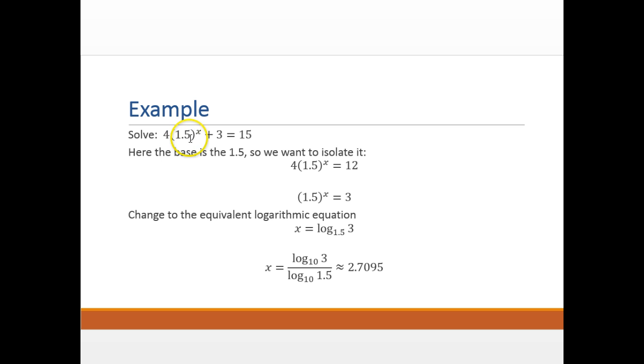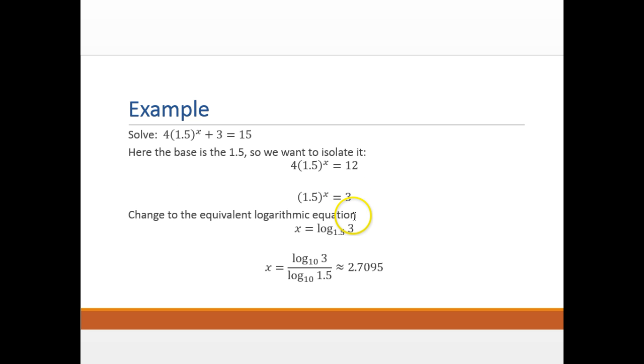4 times 1.5 to the x plus 3 equals 15. This is clearly an exponential equation because the x is in the exponent and the 1.5 is the base, so I want to get the 1.5 by itself. So I'm going to start by subtracting 3 from both sides. You get 4 times 1.5 to the x equals 12. I'm going to get rid of this 4 now because it's not part of the base. So I get 1.5 to the x power equals 3.